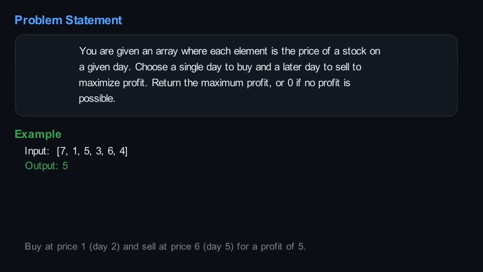The goal is straightforward. You're given an array of prices where each element is the price of a stock on a given day. You want to maximize your profit by choosing a single day to buy and a different day in the future to sell. For example, if prices are 7, 1, 5, 3, 6, and 4, the best move is buying at 1 and selling at 6, giving us a profit of 5. If the price only goes down, we just return 0 because no profit is possible.